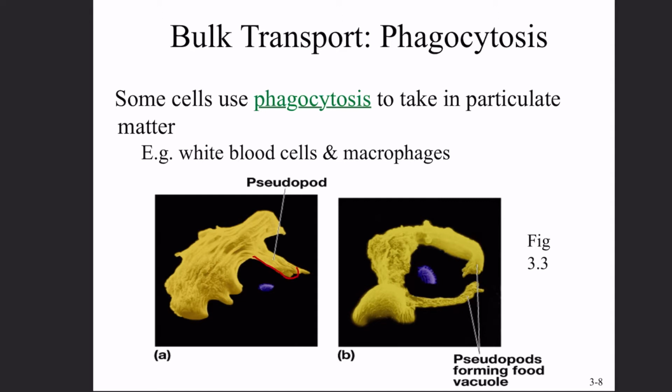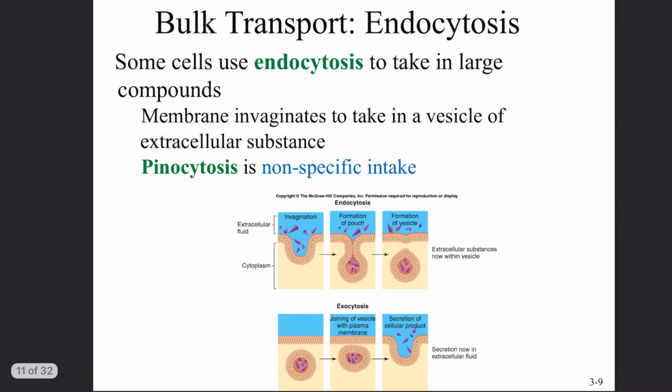What they do is they form these pseudopods. They're called pods because they kind of look like legs. It's kind of invaginating around this particle to take it in, like forming a vacuole or a vesicle around it. Our white blood cells do this, our macrophages do this. And then there's different types of bulk transport where we take something in, and that is called endocytosis. There's two main types of endocytosis.